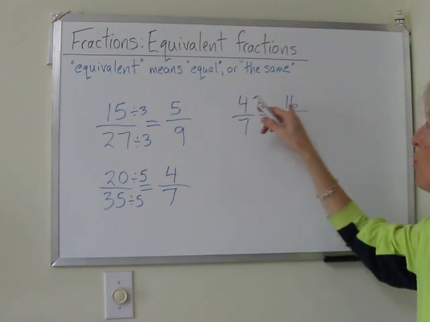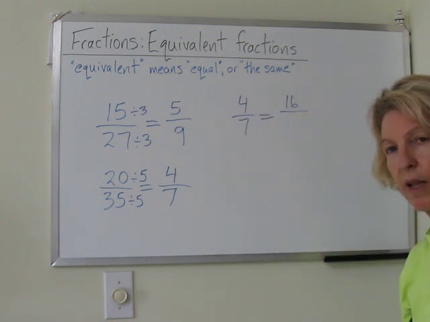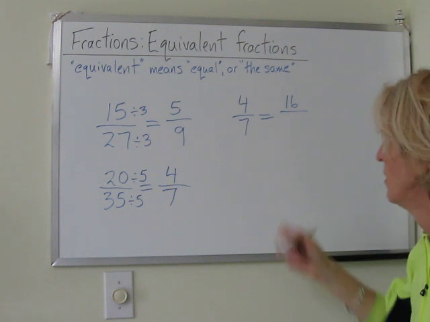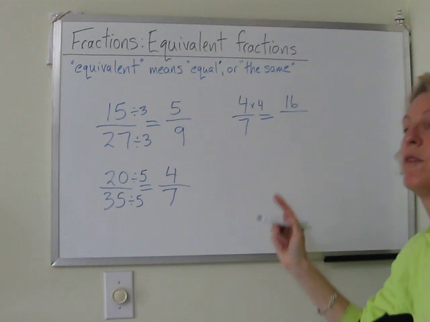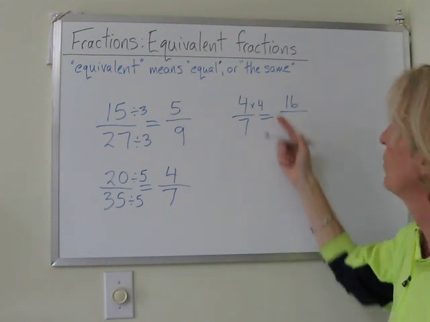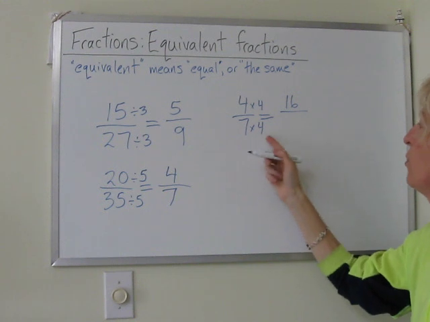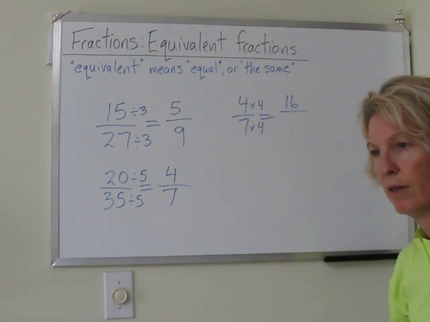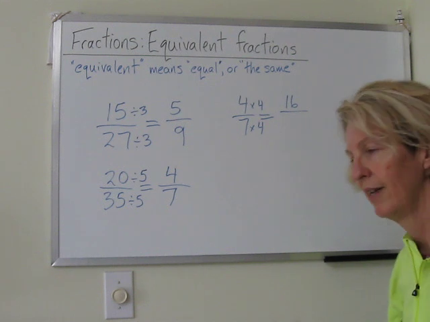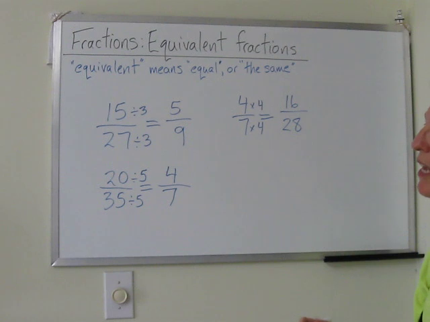What do we multiply 4 by to get up to 16? 4. Are you sure? Sounds good. Okay, 4 times 4 gives us 16. So what we do to the numerator, we do to the denominator. And what's 7 times 4? So what's the denominator going to be here? 28.